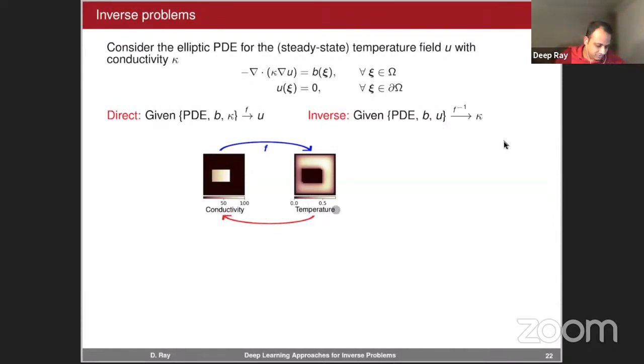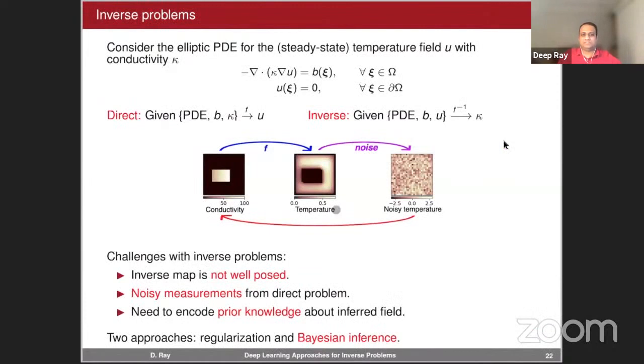Now, there's of course more to this. Some challenges with inverse problems is that, of course, the inverse map may not be well posed, even if the forward map is. Secondly, at times, which is true for most real problems, in fact, you're not measuring the exact output of the forward problem. You're measuring some noisy version of this output from the forward problem, right? And then you have to actually work with this noisy measurement and then try to infer the field, in this case, the conductivity. And finally, if you have some a priori knowledge about the field you're inferring, you need to find some suitable way of encoding that prior knowledge into your inference algorithm.